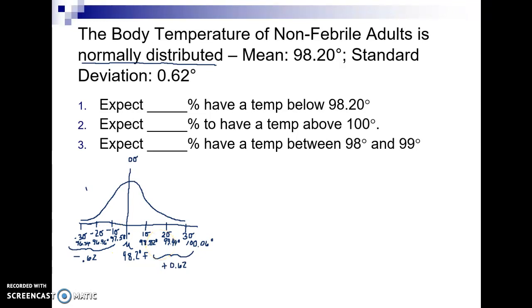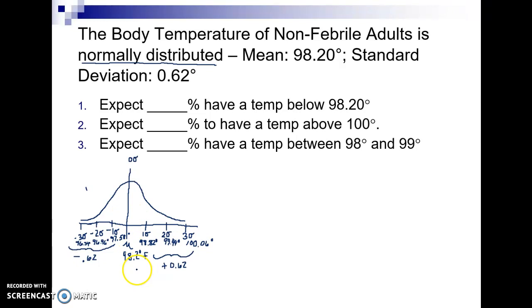So once we have these values and we know that the data is normally distributed, we can start to predict a certain percent of people that fall into each category or section of this normal curve. So let's take a look at our very first question. It says expect blank percent to have a temperature below 98.2. So I look where 98.2 is on my picture, and 98.2 is right here at the mean.